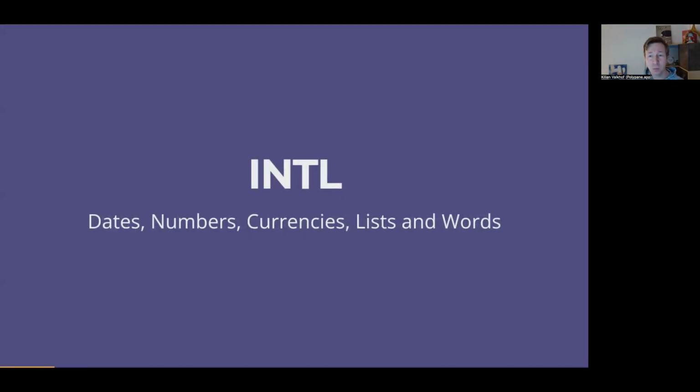So the Intl API is actually a really powerful formatter, and it helps you format dates, numbers, including numbers with units, currencies, lists, and words in a way that is appropriate for your user's locale, for your user's language and location. And that's where the internationalization comes from. It's not that you need to support multiple languages, but you have one specific language that you want to format all this different type of data in.